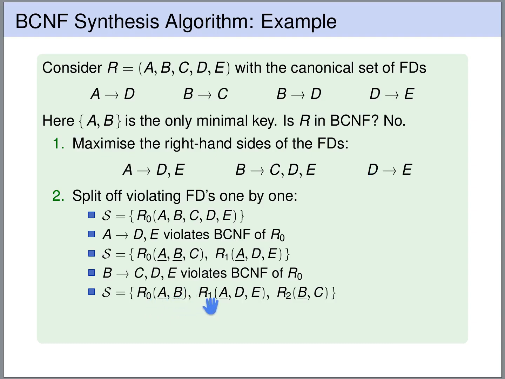Let's have a look at R1. In R1, this functional dependency is applicable, but the left-hand side is a key of this table. So the first functional dependency does not violate this.